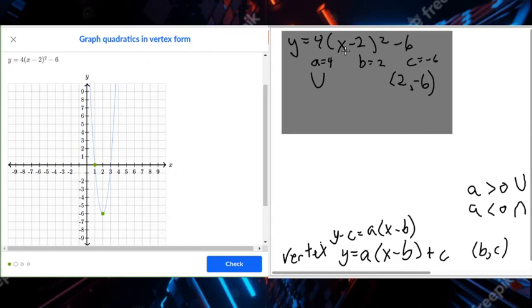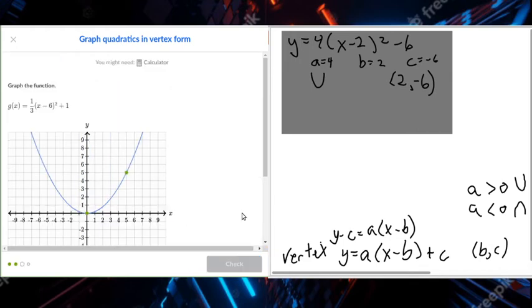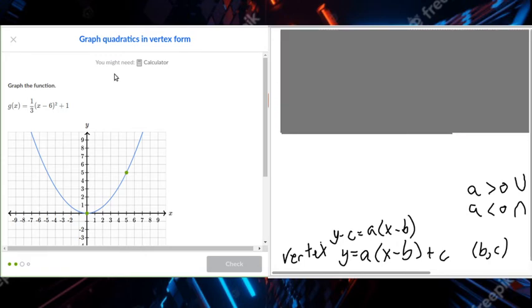So I'm going to try a 1 instead. How about that? So we'll do x equals 1. 1 minus 2 is negative 1. Negative 1 squared is 1. 1 times 4 is 4. 4 minus 6 is negative 2. And then that puts this up at 10, which is what we got before. So that looks about right. Okay. So let's write this one out.